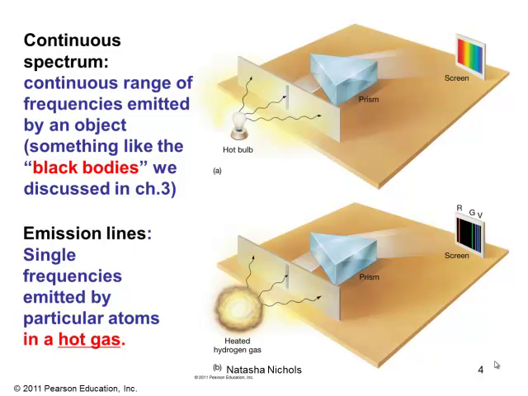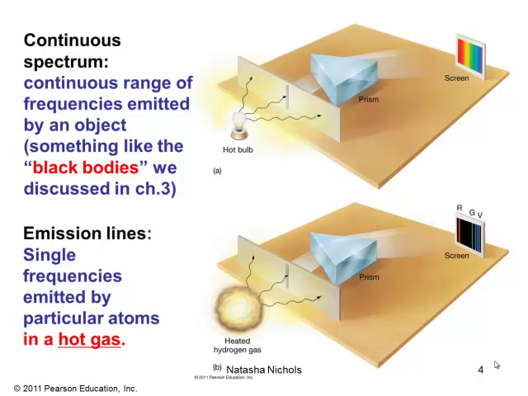So what is a continuous spectrum? I want you to think about it as the continuous range of frequencies or wavelengths emitted by any object. It is something like the black bodies we discussed in Chapter 3. Now, if you take a look at the top, frame A, we see the familiar rainbow of colors that are spread out once light goes through a prism.